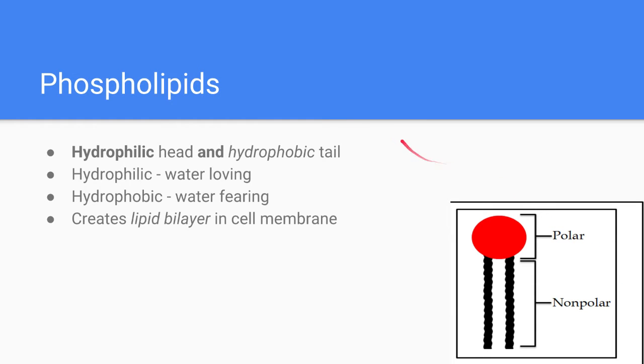So phospholipids, this is a cool one because they are used so much in cellular biology. It's amazing. There is hydrophilic, and then there is hydrophobic. There's a hydrophilic head to the phospholipid, and then there's a hydrophobic tail. And what that means is the hydrophilic means it loves water, and the hydrophobic means that it fears water. It doesn't like water. And that is really useful because we have a phospholipid bilayer on the membrane of all of our cells, and this is polar, which means it has a slight charge, and this is nonpolar, which means it doesn't have a charge.